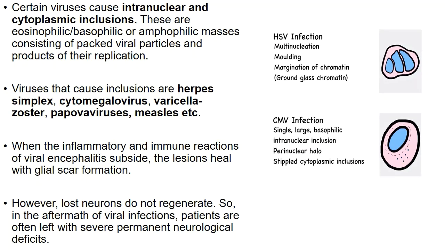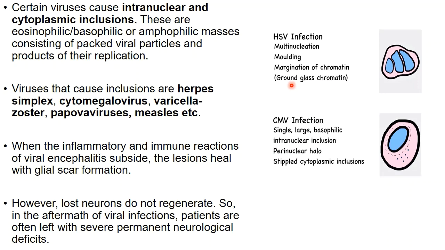Certain viruses cause intranuclear and cytoplasmic inclusions. These inclusions can either be eosinophilic or basophilic, or for that matter, amphophilic. These masses consist of packed viral particles and products of their replication. As seen in the figure alongside, this is a Herpes simplex virus inclusion, resulting in a characteristic multinucleation, molding and margination of the nuclear chromatin, resulting in a characteristic ground glass appearance.